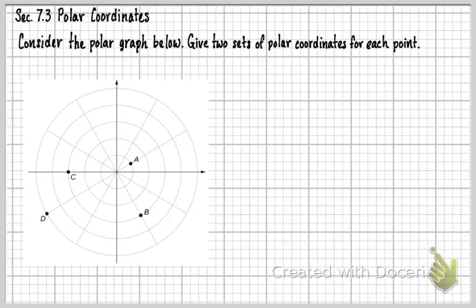This problem says, consider the polar graph below. Give 2 sets of polar coordinates for each point. Okay, so let's start with A here.